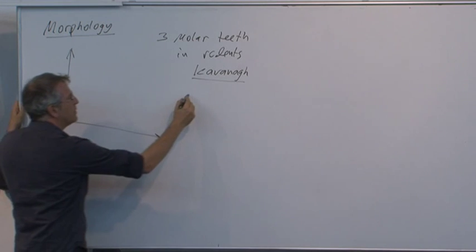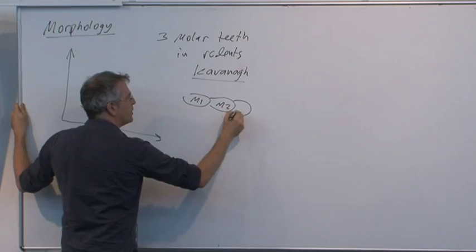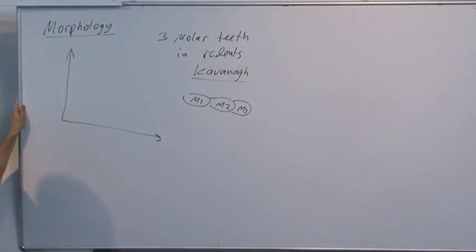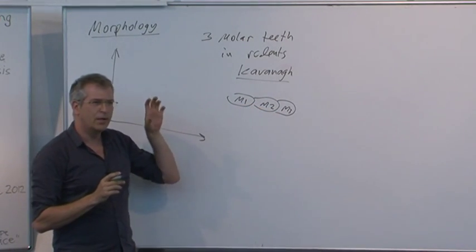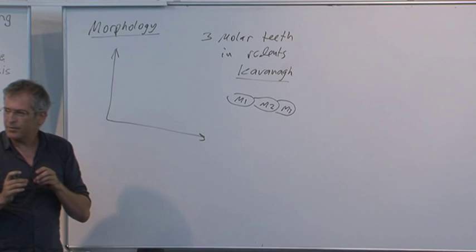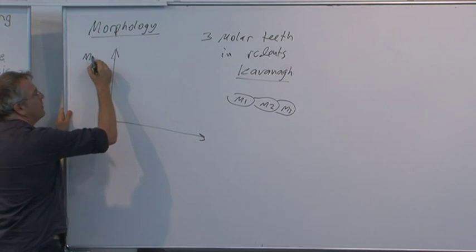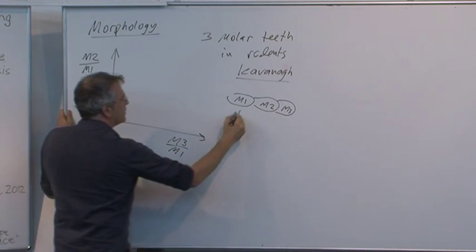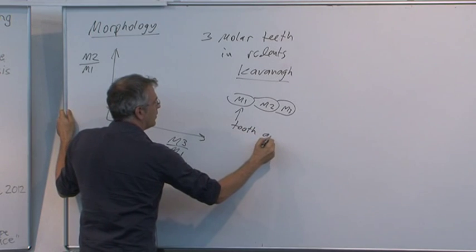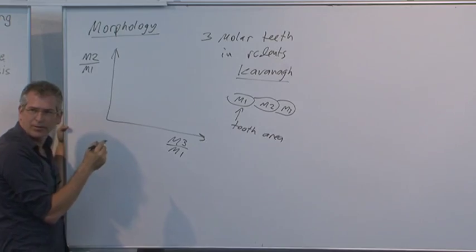And you have 3 molar teeth. You also have 3 molar teeth, you know? M1, M2, M3. M1 is right back here. And morphologists measure things like the area of the shape of the teeth, and they work in dimensionless combinations to normalize out the size of the animal. So here we will plot, let's say, M2 over M1, and here's M3 over M1. These are the tooth areas.